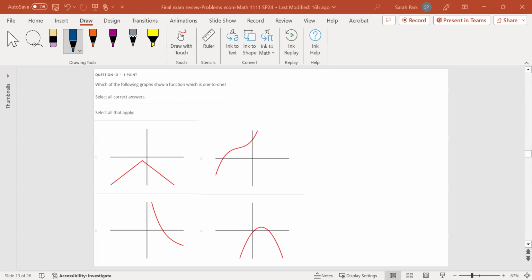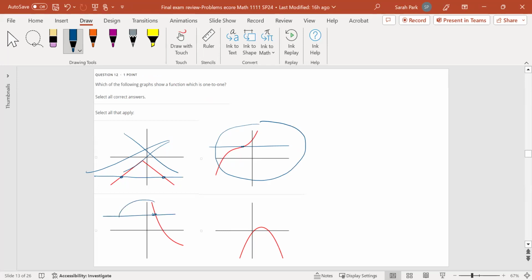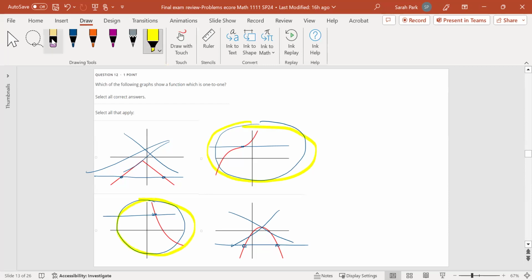Okay, number 12, which of the following graphs shows a graph of 1 to 1? So graphs of functions that are 1 to 1 have to pass the horizontal line test. If I draw a horizontal line through this one and it hits it more than once, it fails the horizontal line test. I'm going to X this one. This one is good because if you draw a horizontal line, it only goes through it once. This graph is also good. And this graph down here, because it goes through it more than once, it fails. So the only two are this graph as well as this graph. So it must pass the horizontal line test.